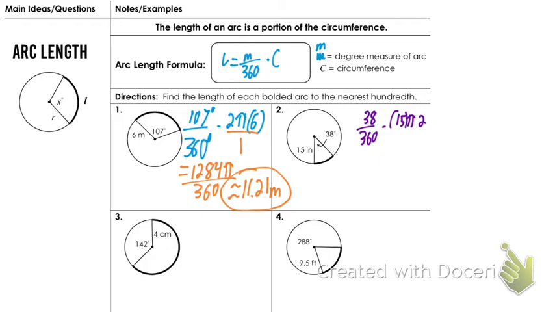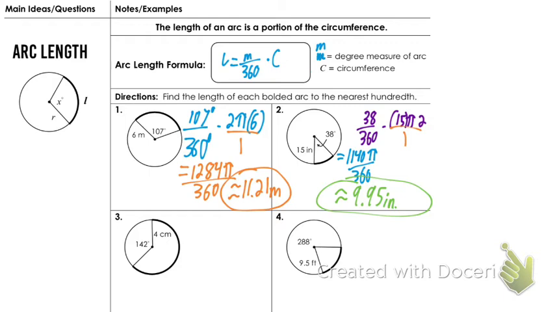So I like to just think of it as multiplying the entire numerator together. But however you think about it, it's fine with me. Multiply 38 times 15 times 2. You end up getting 1,140 pi divided by 360. What's this approximately, to the nearest hundredth? 9.95 inches. Yeah, 9.95 inches approximately.